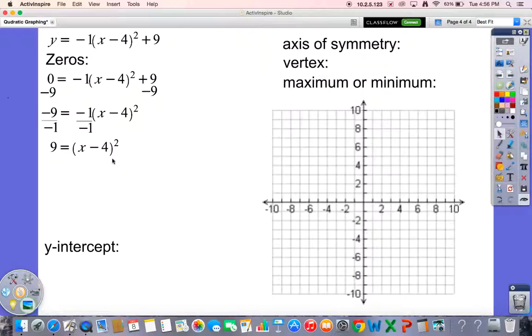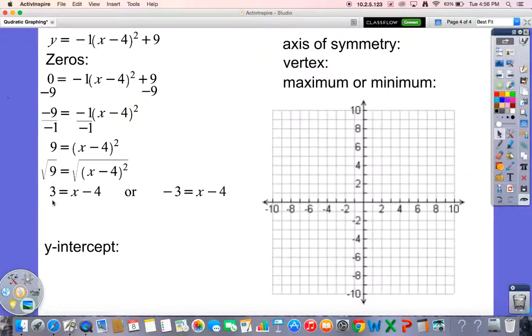Again, I need to think about what is that last step in the order of operations. Here it would be undoing the exponent. The exponent was the last thing. To undo an exponent of 2, I can square root both sides. Recall that when I take a square root of a number, I can get two answers. I can get a positive answer and a negative answer.